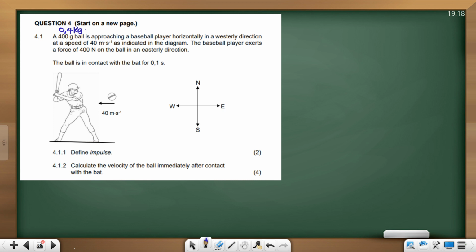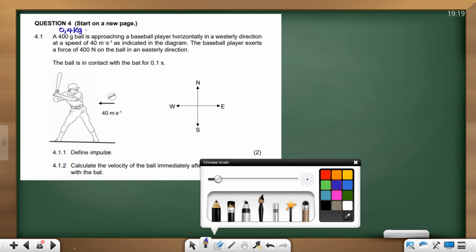Let's quickly read this question again, guys. The mass of the ball is what? 0.4. How is the ball coming? West. The diagram explains. But what happens? This guy whacks the ball with a force of what? 400 newtons. In which direction is the force? To the east. The ball is moving to the west. Calculate the velocity of the ball immediately after contact.